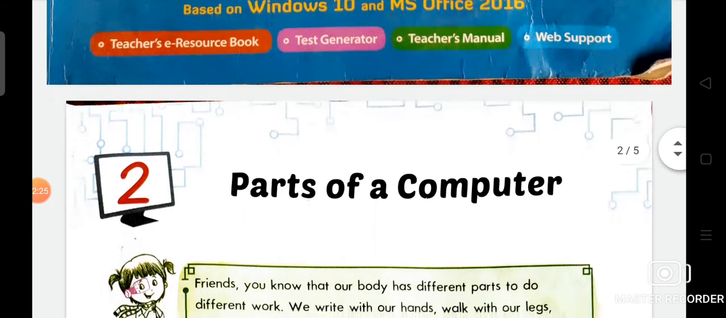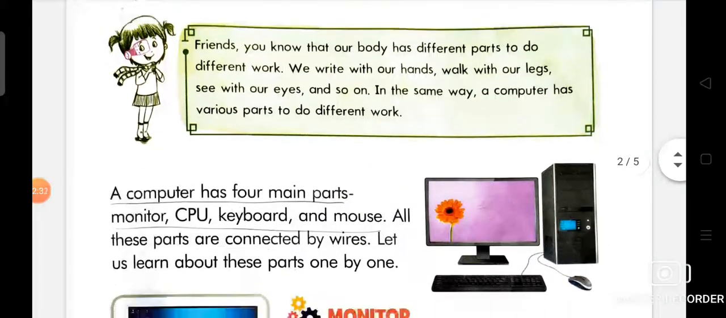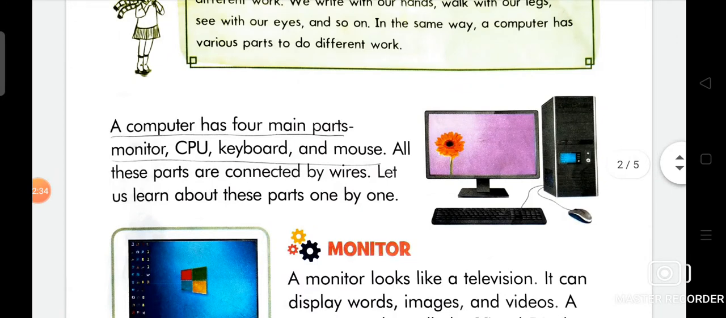Now students, we are going to start your next chapter, your chapter name is parts of a computer. A computer has four main parts: monitor, CPU, keyboard and mouse. All these parts are connected by wires. Let us learn about these parts one by one. So students, as you see, it is the picture of a computer and its parts.